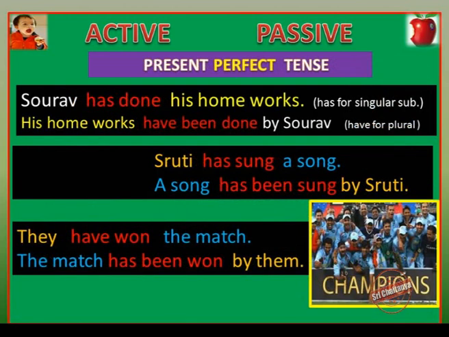Present perfect tense. Saurav has done his homework. Passive voice: His homework has been done by Saurav. 2. Shruti has sung a song. Passive voice: A song has been sung by Shruti. 3. They have won the match. Passive voice: The match has been won by them.